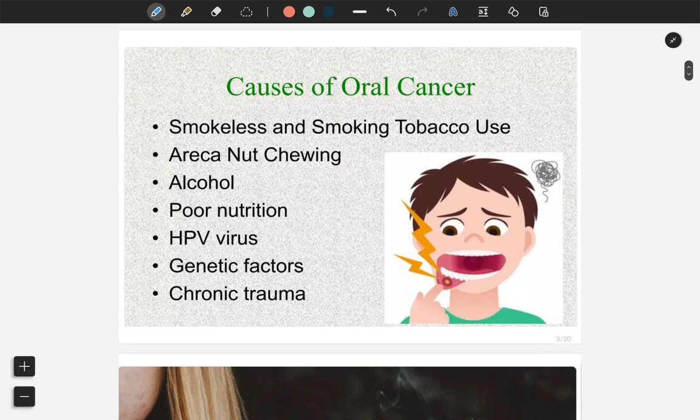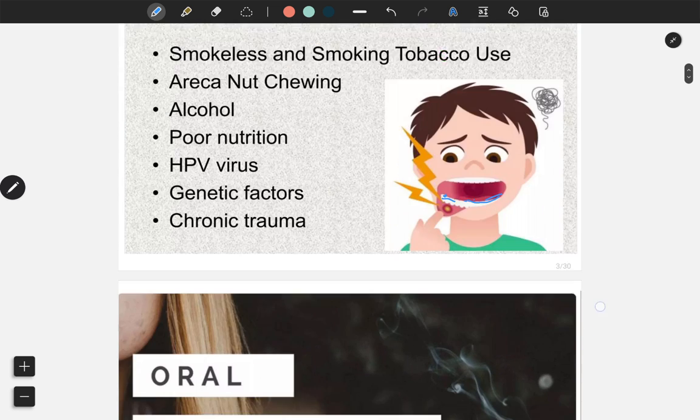What are the causes of oral cancers? The causes are smokeless and smoking tobacco use, areca nut chewing, different habits like nut chewing, alcohol, poor nutrition, HPV viruses, then genetic factors and chronic trauma. The chronic trauma can be caused by sharp teeth. So these sharp teeth should be rounded off or covered with the help of crowns. The main cause we have to reduce so that there is no oral cancer in that area. That is called a traumatic ulcer.